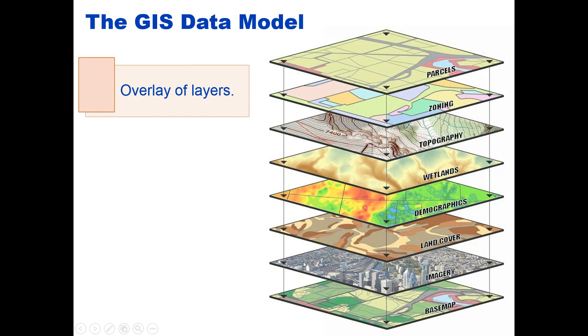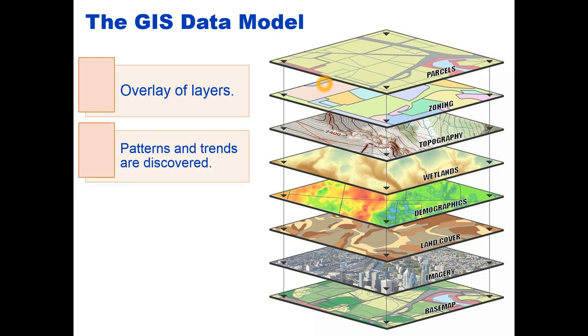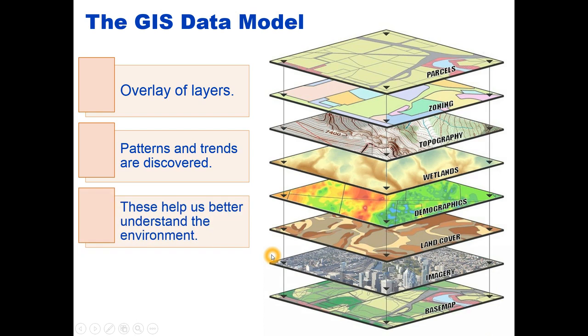So these are all models, abstract representations of the real world, layers of information. So a GIS data model can be represented as an overlay of layers, and because of that, we can identify either spatial patterns or temporal trends over time, and this eventually can help us to better understand the environment.